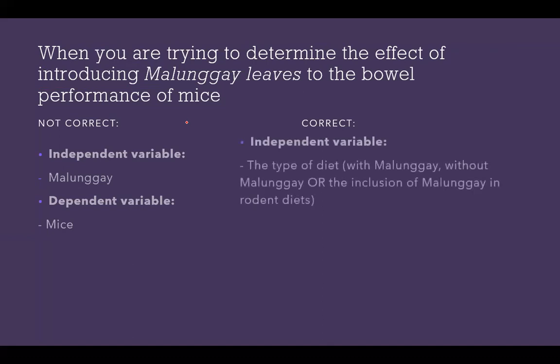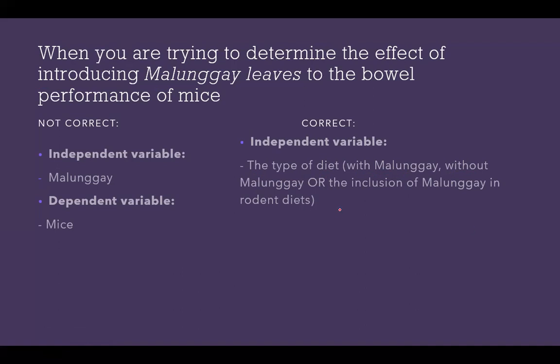The correct way is this: since you're trying to determine the effect of introducing malunggay leaves, what the researcher wants to do is introduce malunggay leaves into the diet of the rats and look at its effect on their bowel performance. So, the independent variable is the type of diet. And by type of diet, I mean with malunggay or without malunggay. Or you could say it differently: the inclusion of malunggay in rodent diets.